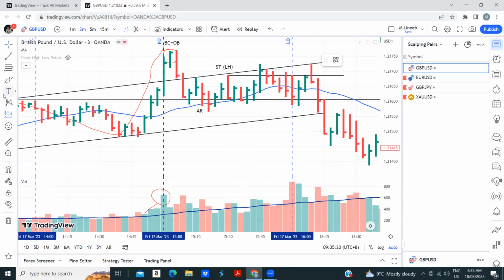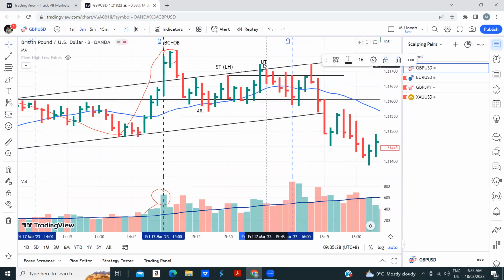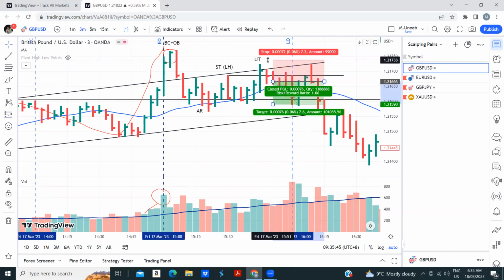Okay. Now what happened? What did you see here? This is what? UT, right? UT on a very sustained, higher volume, right? UT, upthrust. Okay. So either you can enter on a confirmation right over here. This is UT, so this is a confirmation. UT is complete right over here. When the price goes up and closes below this range, UT is confirmed here. So either you can just place your trade right over here.